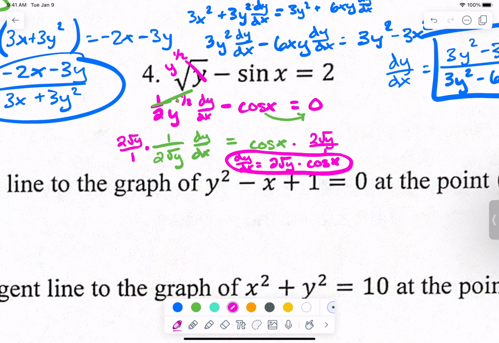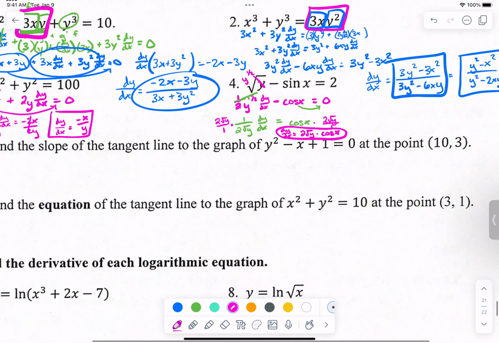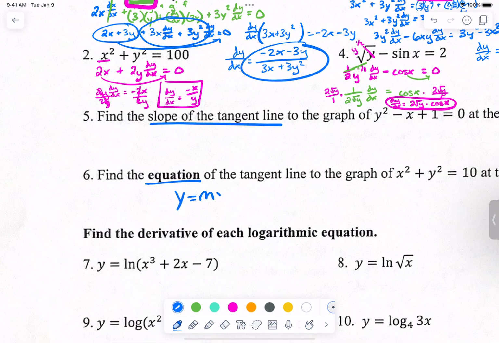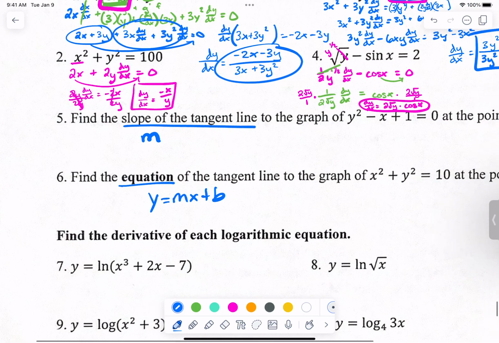All right, are we ready for 5? Do you want to try 5 on your own? Let's look at the difference between 5 and 6. Let's take us back to this because it's been a hot minute since we've done these. Number 5 is just wanting the slope of the tangent line, and number 6 is wanting the whole equation of the tangent line, okay? What's an equation of a tangent line? y equals mx plus b, okay? So here they're just wanting m. The other one they're wanting y equals mx plus b.